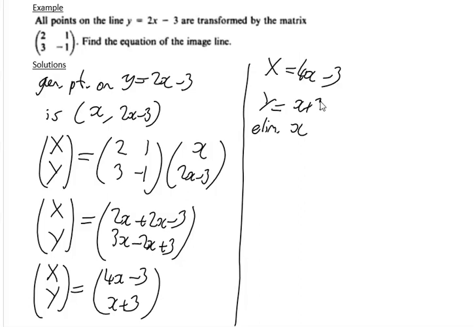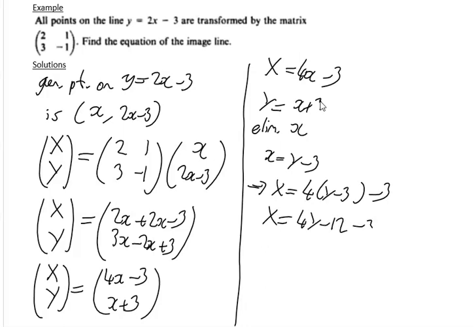So my second equation, I'm going to say my x is just equal to big Y minus 3. Therefore, big X is equal to 4 times y minus 3. So big X is equal to 4y minus 12 minus another 3. So big X is equal to 4y minus 15. Or you could rearrange that and write that any way you want. There's nothing wrong with that at all. So find the equation of the image line. So my answer, x is equal to 4y minus 15. And that's it. Done.